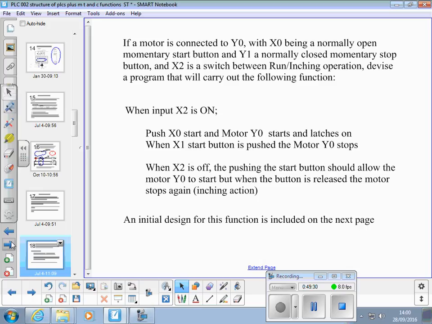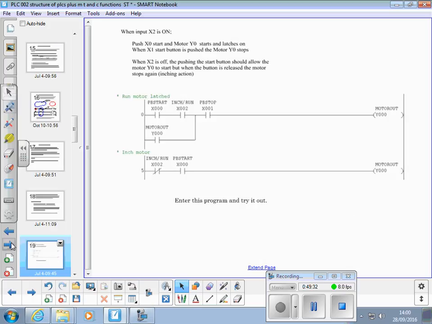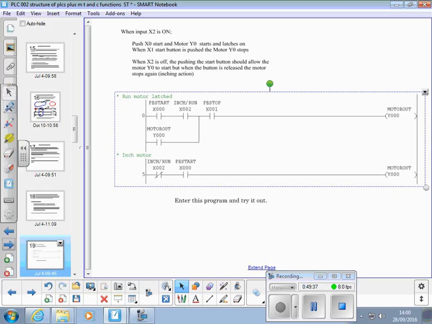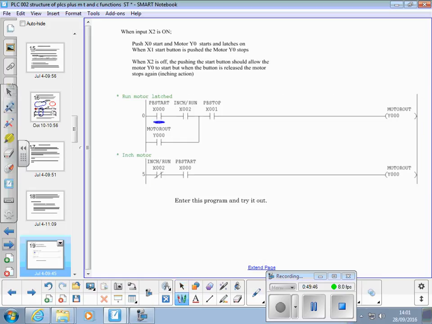An initial design for that, and when you get to this bit, I want you to enter this program and monitor it and test it against the functionality. So the idea is here's the start push button, there's the inch or run switch. If that's turned into run mode, this is the stop button, so that'll be closed because you're connected to a normally closed push button. You're going to use the little switch panels to do this. So instead of a motor, you've got a light.